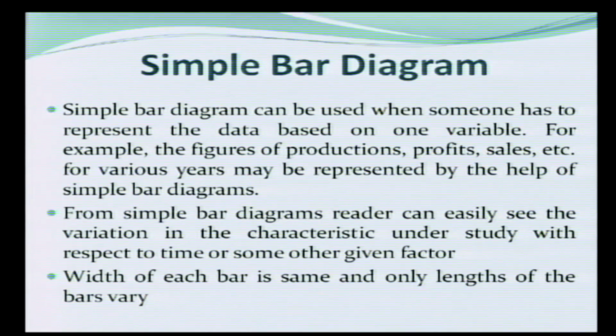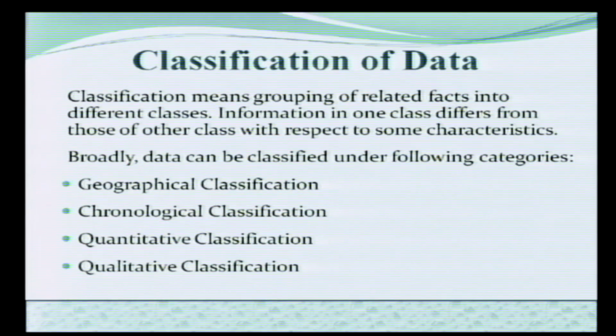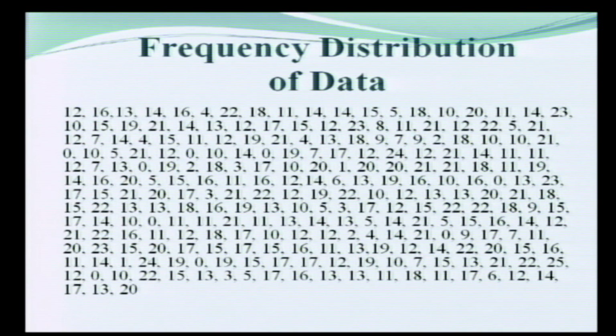Viewers, we can summarize whatever we have discussed until now. We started with the classification of data. Primary data can be classified into 4 kinds: geographical classification, chronological classification, quantitative classification and qualitative classification. After classification, we can have a large number of values in a particular data set, which can also be classified into a frequency distribution, arranged in a perfect and orderly manner that is easy to understand.